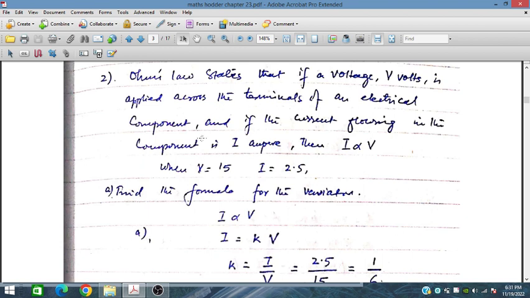Question number 2: Ohm's law states that if a voltage V is applied across the terminals of an electrical component and a current I amperes flows through that component, then I is directly proportional to voltage. So if voltage is increased, the current is increased. When voltage is equal to 15, I is equal to 2.5. Find the formula for the variation.